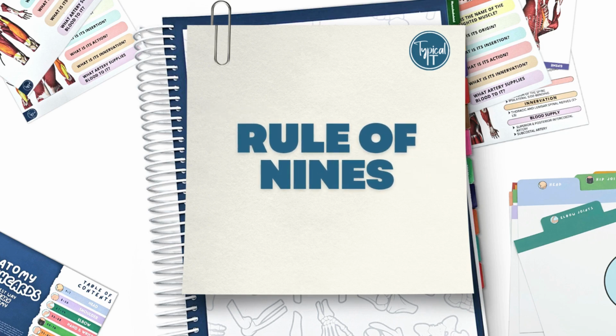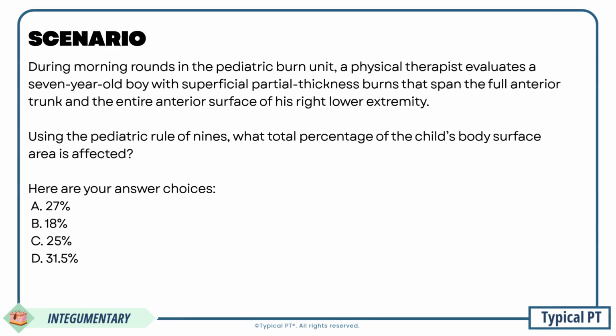Let's jump right in. Here is the question. During morning rounds in the pediatric burn unit, a physical therapist evaluates a 7-year-old boy with superficial, partial thickness burns that span the full anterior trunk and the entire anterior surface of his right lower extremity. Using the pediatric rule of nines, what total percentage of the child's body surface area is affected?